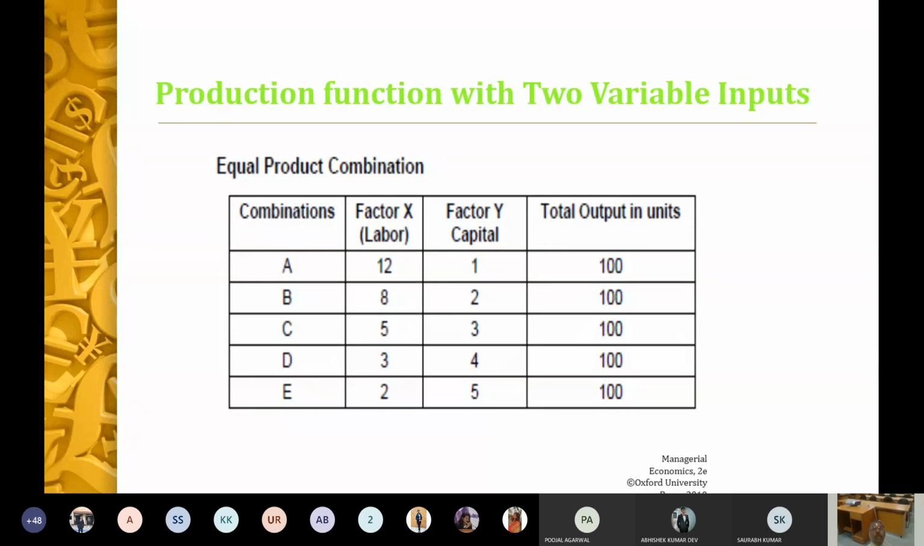When you have 12 labors and 1 capital, you can produce 100 units. When you have 8 labors and 2 capital, you can produce 100 units. 5 labors and 3 capital, you can produce 100 units. 3 labors and 4 capital, you can still produce 100 units. 2 labors and 5 capital, you can still produce 100 units. So these are various combinations.